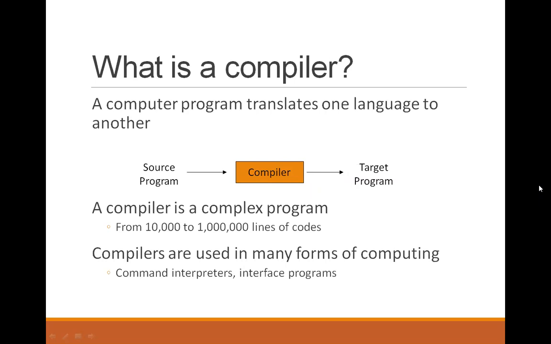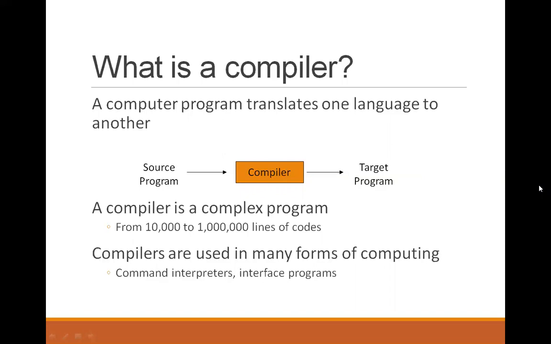The source code is actually written in some high-level language. For example, if you're using C++ or VB.NET, the code that you are writing would be the source code, and the compiler is going to translate that into the object code, which is labeled target program here. The compiler will translate your program and create an executable file for you. That executable file can be run as many times as you want.